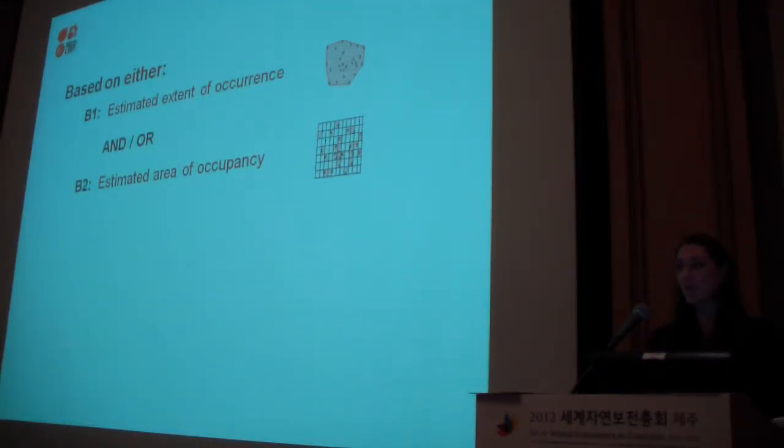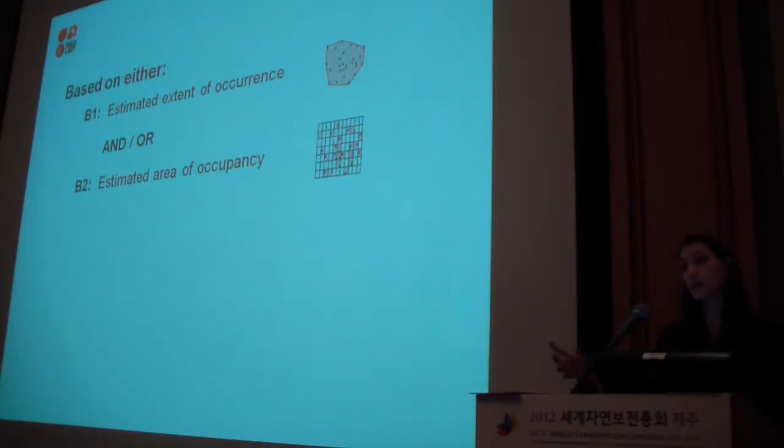So criterion B, if you follow along on your summary sheet, this can also help, is based on either the estimated extent of occurrence and or the estimated area of occupancy. So just like under criterion A, you could list something under A2, A3, A4, or any combination thereof. You can list a species under B1, or under B2, or under both. It just depends which data you have, whether the species meets the thresholds for the extent of occurrence, or for the area of occupancy, or for both.